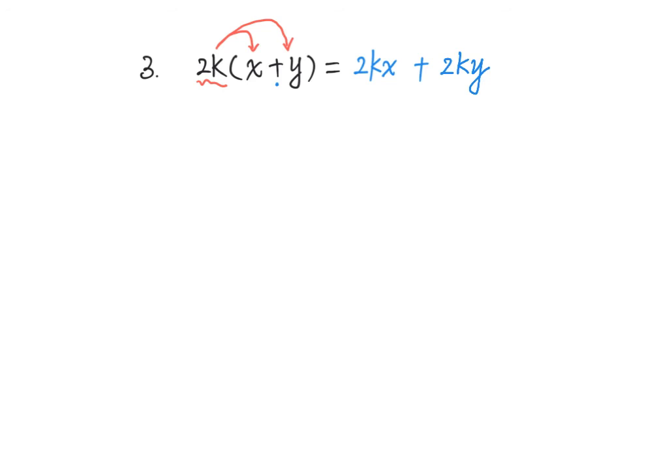2kx plus 2ky, you cannot combine them. So this is the final answer. That's it.